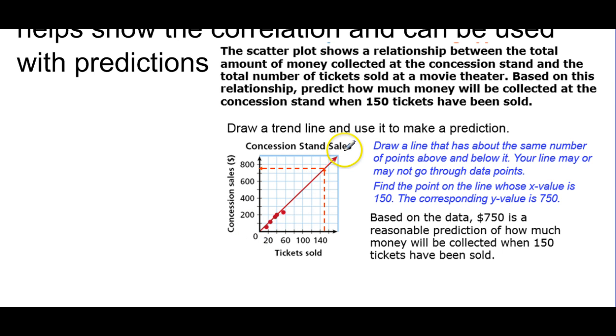When I draw that line in there, and again, that line doesn't touch every dot, but it's a really good representation of it. So we're going to use this line to predict how much would be collected at the concession stand if we sell 150 tickets. This is the tickets sold, so I go out here to 150, and then I just go straight up until it touches that line. Then I look over here and it looks to me like we're going to raise maybe $750. So you can use it with predictions. And that is it.